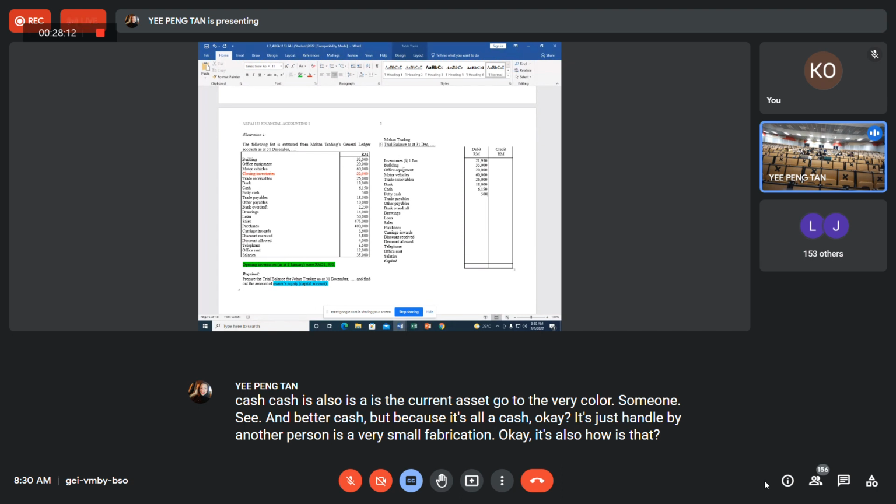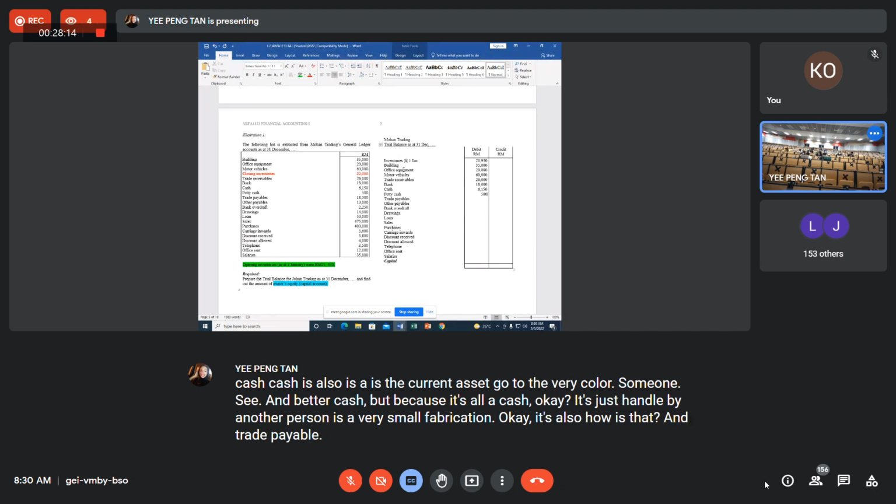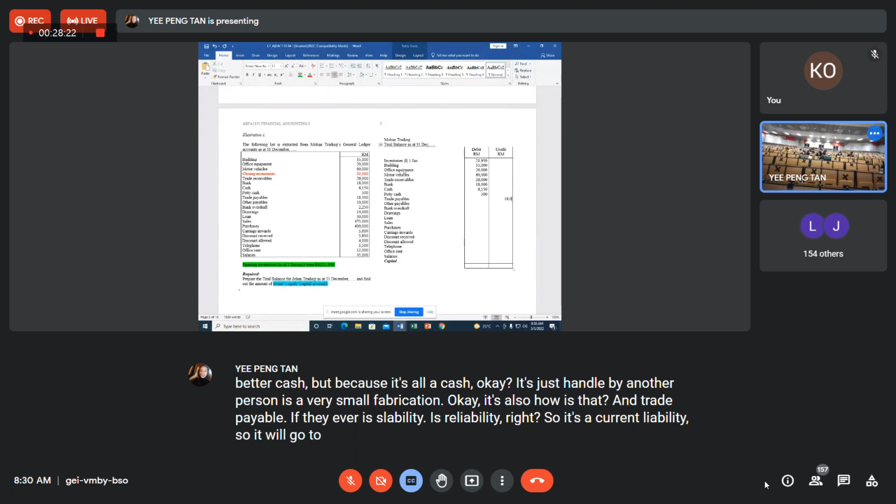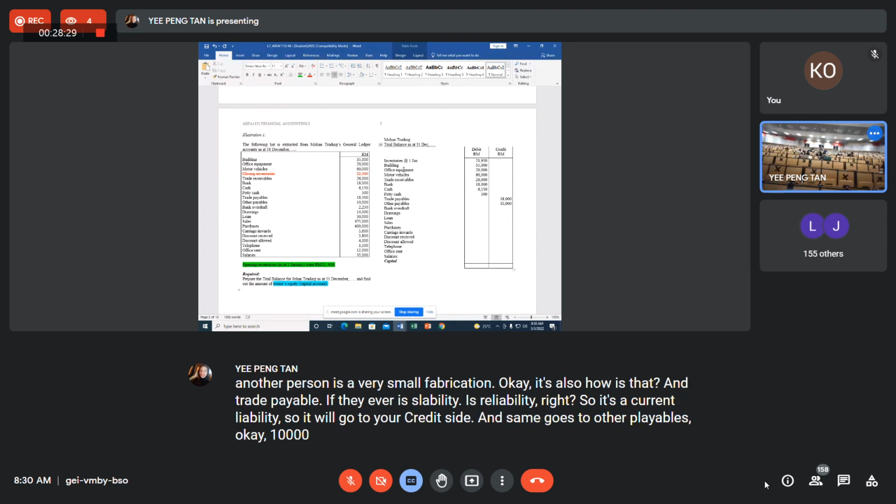And trade payable. Trade payable is asset or liability? It's a liability, right? So it's a current liability. So it will go to your credit side. And same goes to other payables, 10,000, credit side. Bank overdraft, okay, bank overdraft will be credit side.